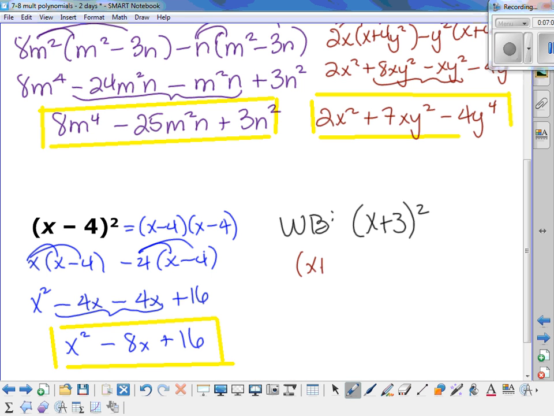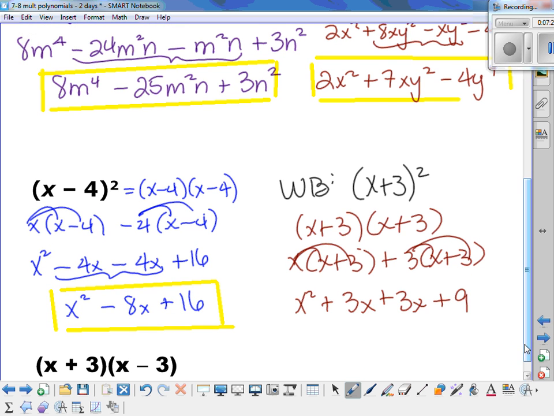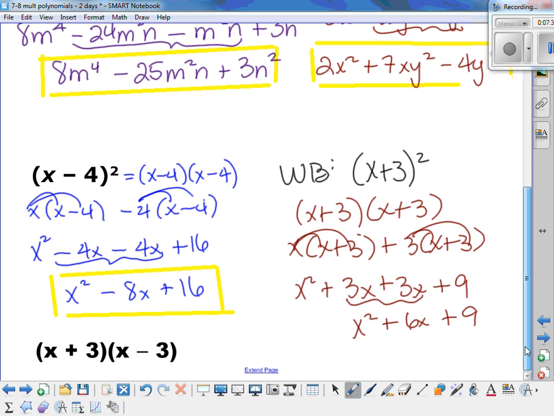Alright, so you guys have x plus 3 times x plus 3. So x times x plus 3 times x plus 3. X times x is x squared. X times 3 is 3x. 3 times x is 3x. 3 times 3 is what, everybody? 9. Few of you said 6. Then when we combine our like terms, we get x squared plus 6x plus 9.